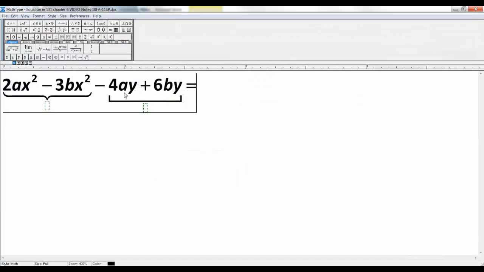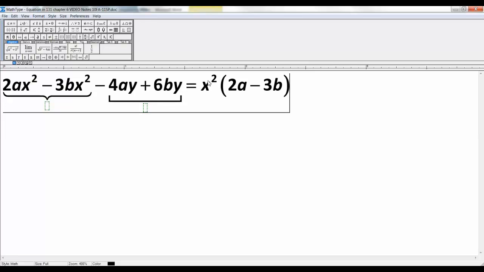All right, so now let's look at the next one. We got 2ax squared minus 3bx squared minus 4ay plus 6by. So group together the first two with this little curly braces, or you could do it with highlighters. That's generally how I do it if I'm working on paper. And you want to think, okay, they don't have 2 in common, they don't have 3 in common, they don't have a in common or b in common, but they do have x squared. I'm going to take an x squared out. That leaves me 2a minus 3b.